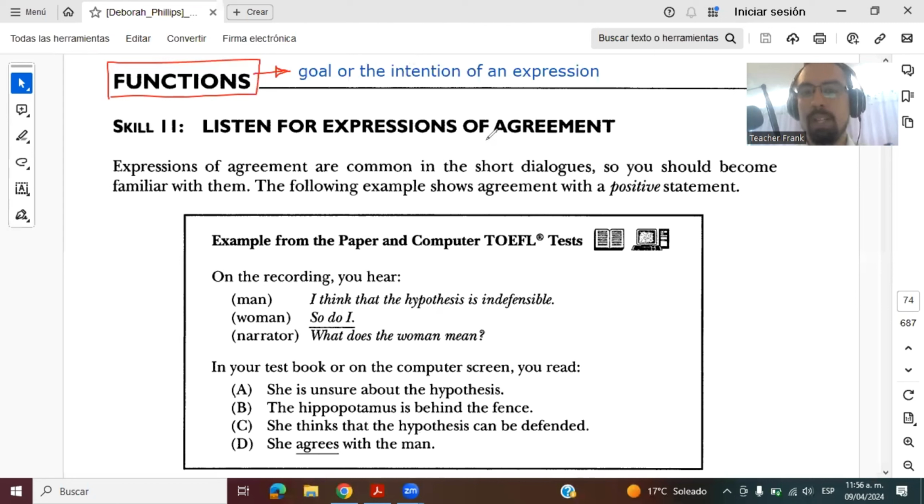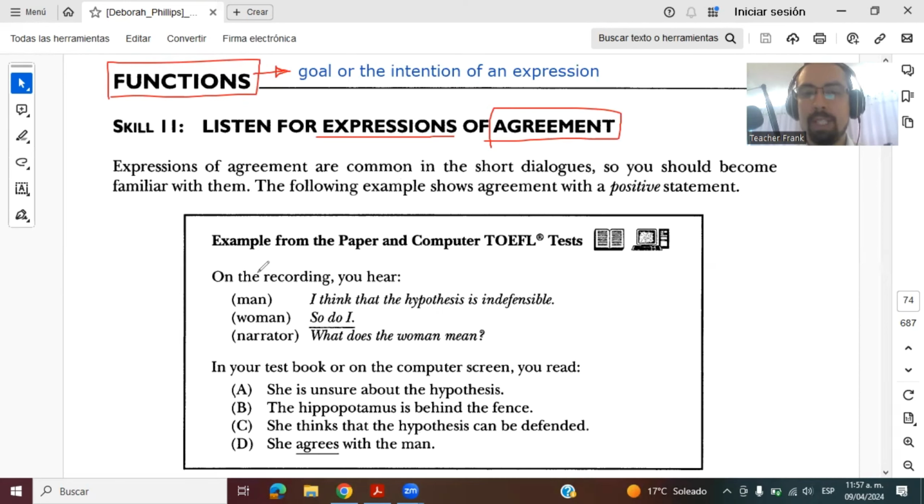So the first one is agreement. We're going to be looking at a couple, such as suggestion, right? Like when I say, why don't we go to the movies, or let's go to the movies, right? So there are many expressions that can express these different functions, right? Like agreeing. I can agree with you by saying, oh yeah, that's true. Me too, right? We're going to be looking at these in this one.